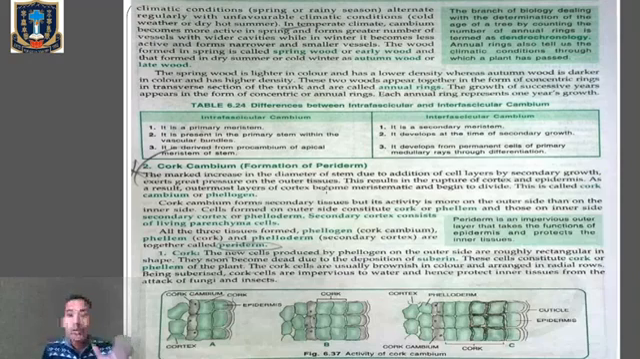The wood which is formed in the spring is called the spring wood or the early wood, and that which is formed in the dry summer or the cold winter is known as the autumn wood or the late wood. So remember, what do the spring wood and the autumn wood mean?